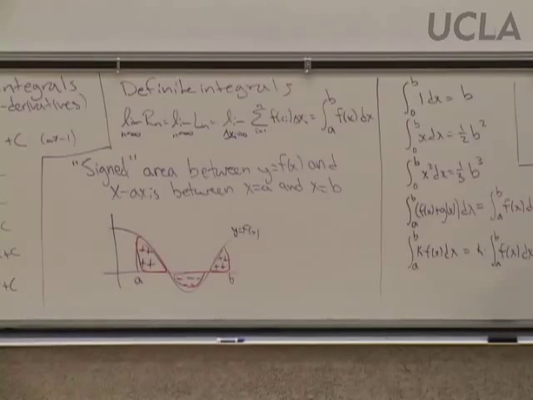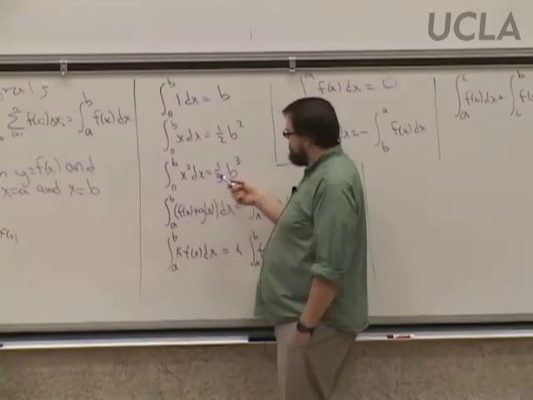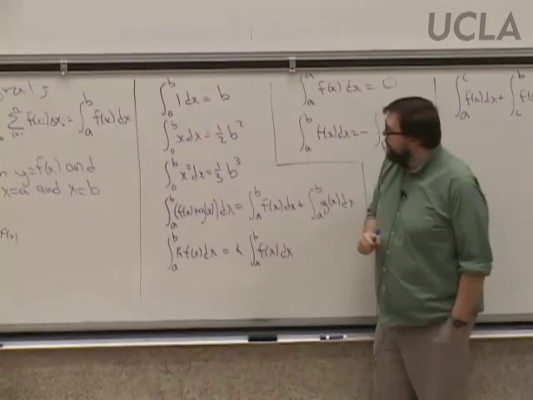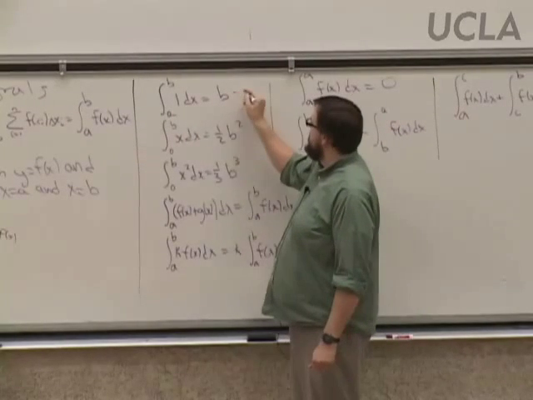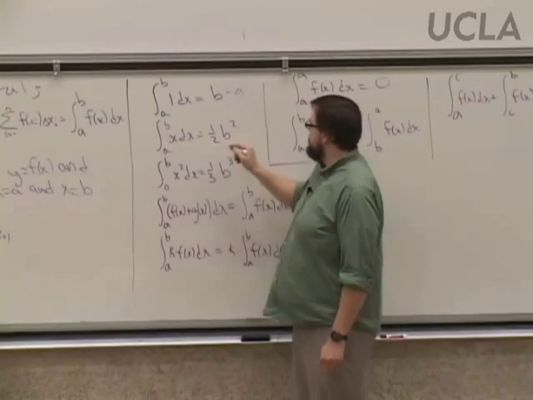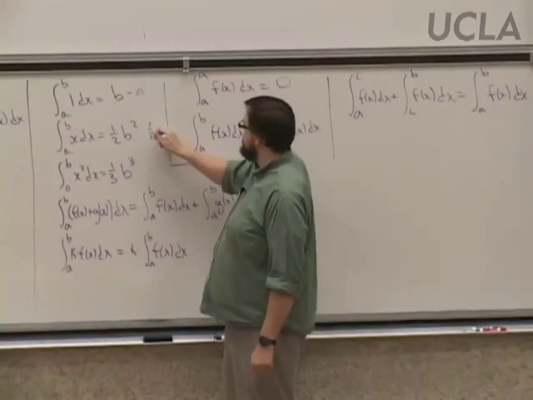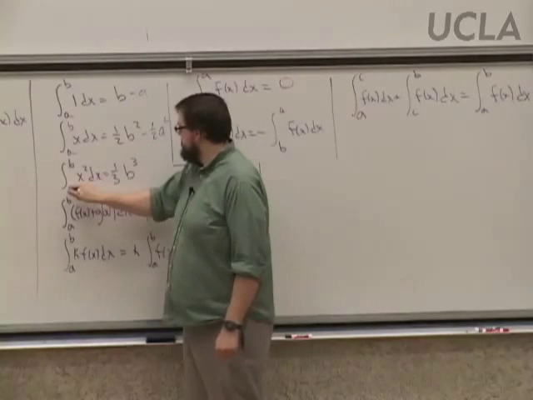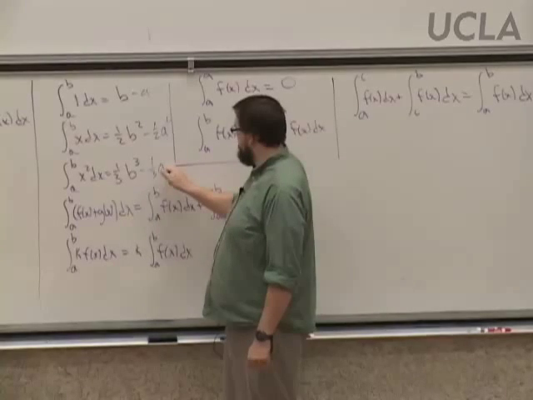Okay, so what are some definite integrals that we know? The integral from 0 to b of 1 dx is b. The integral from 0 to b of x dx is a half b squared. The integral from 0 to b of x squared dx is a third b cubed. In fact, we can change these a little bit. Instead of going from 0 to b, we could go from a to b. So the integral from a to b of x dx is a half b squared minus half a squared. The integral from a to b of x squared is 1/3 b cubed minus 1/3 a cubed.